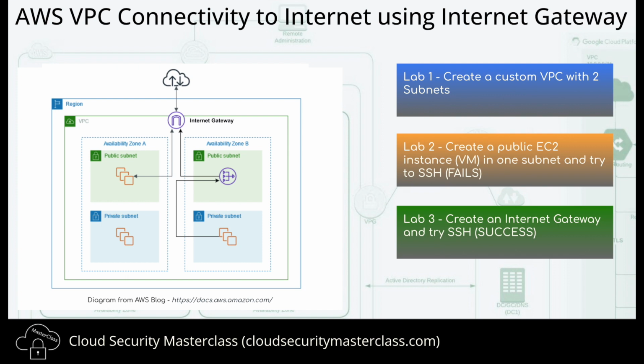This video is divided into 3 labs. In Lab 1, we'll create a custom VPC with 2 subnetworks. In Lab 2, we'll create a public EC2 instance, also called a virtual machine, in one subnet and try to SSH into it. This should fail by default. In the final lab, we'll create an internet gateway and try the SSH again. This should now work with the internet gateway, and that's what we're trying to show in this video: that default connectivity from the public internet is disabled in a custom VPC, and in order to enable it, you would have to use an internet gateway.